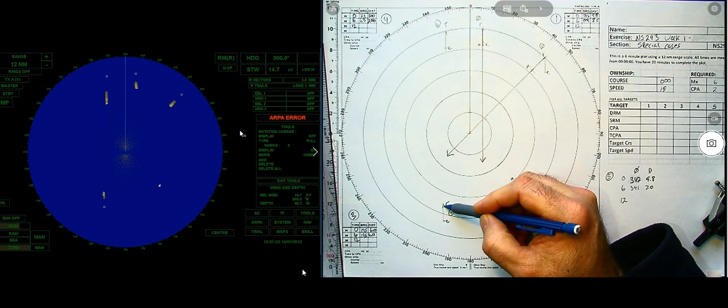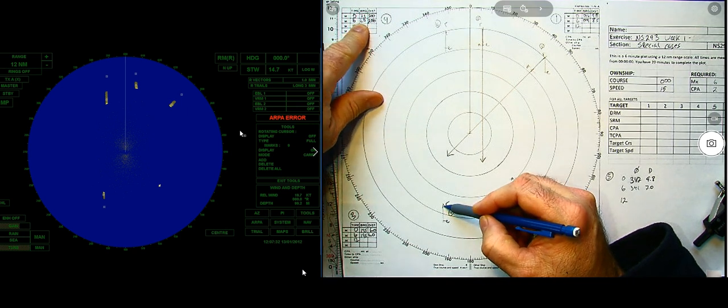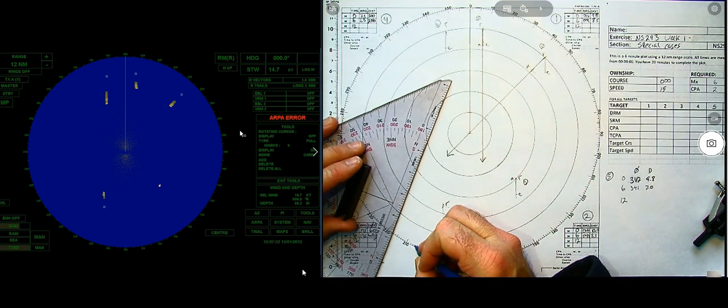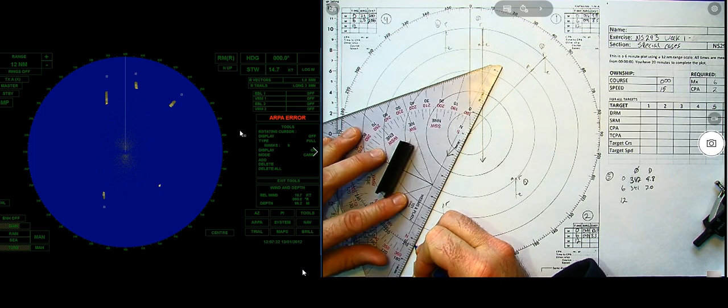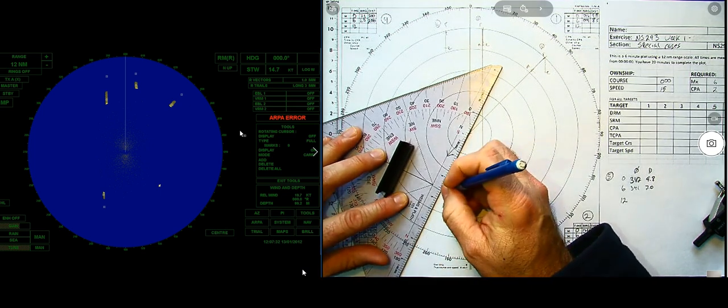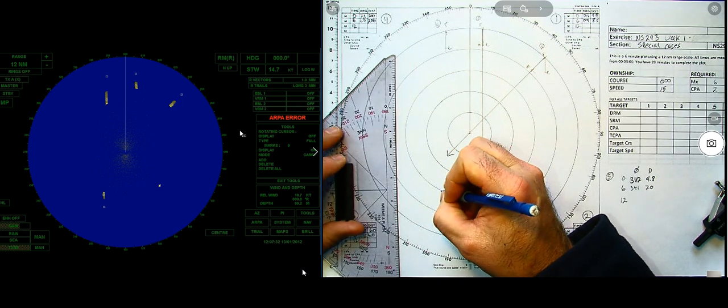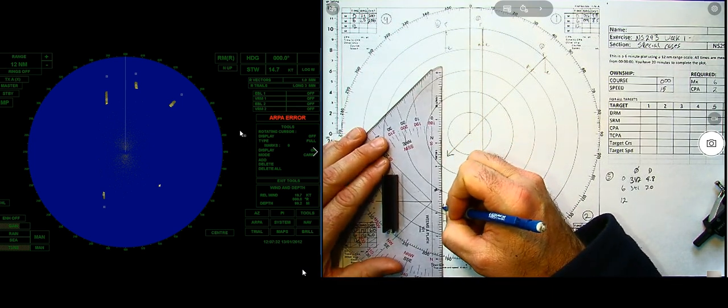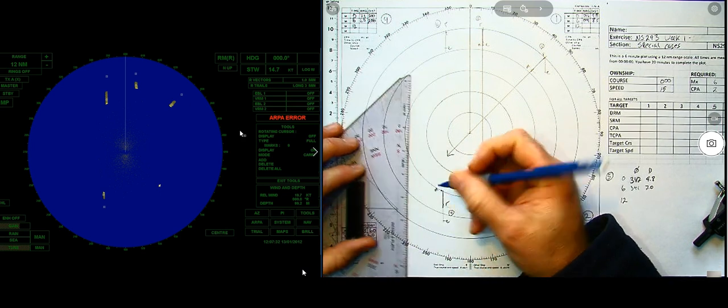Let's go ahead and do target 4. 6.0 at 206. That's not too hard to plot. I'm going to go here, 206 and 6.0. That's about right here. Okay, so I'm going to say that that is M. All right. And there we go.